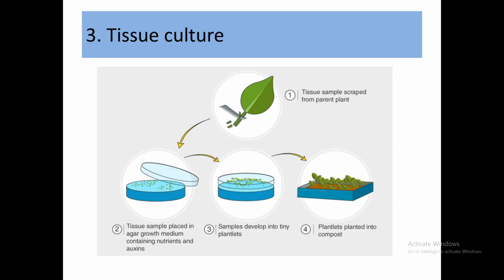Next method is tissue culture. First of all, everyone is aware of what is meant by tissue. A group of cells coming together forms a tissue. You have to take that tissue and grow it in the laboratory under controlled conditions. Then from that small part of a plant, you will get a number of plantlets. This is also a type of vegetative reproduction.